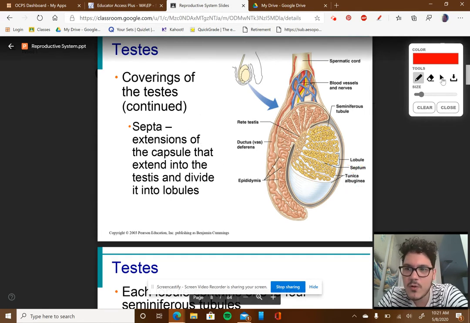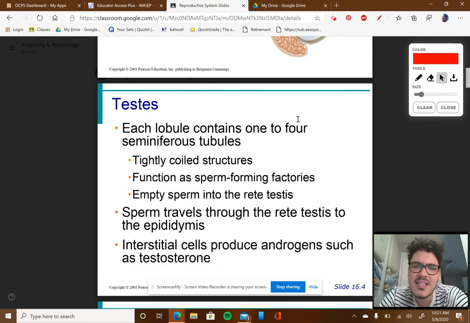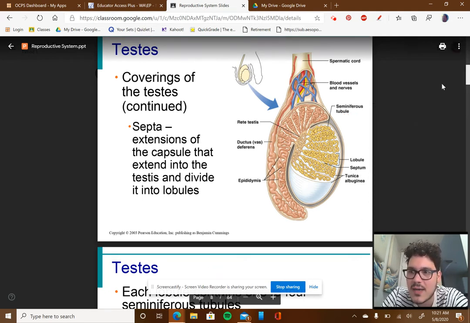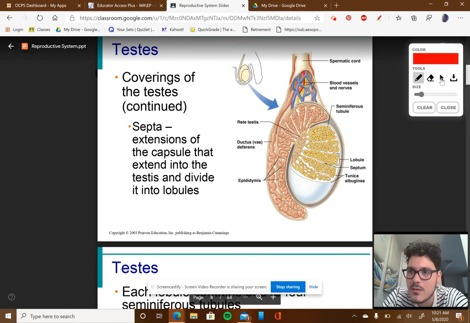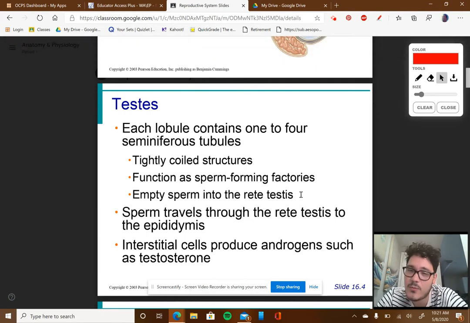Now, if we continue progressing down, we'll see here that each lobule contains 1 to 4 seminiferous tubules. That is a term we do need to know. So the seminiferous tubule, I'm just going to underline that for us here. The seminiferous tubule is these tiny, tiny little tube structures. And what you see on the next slide, just to go back down, is that there are multiple of these seminiferous tubules found in these contained regions.